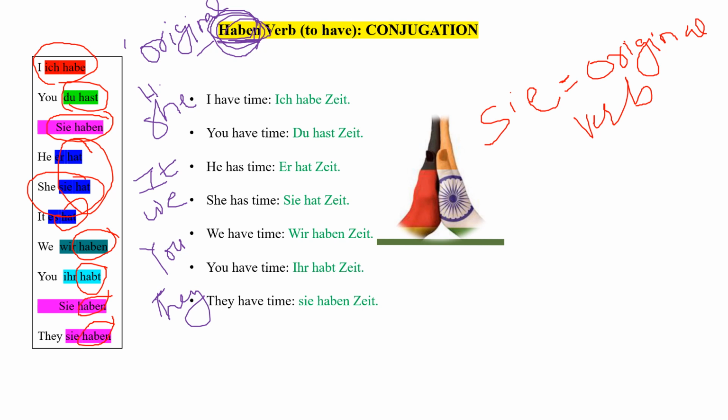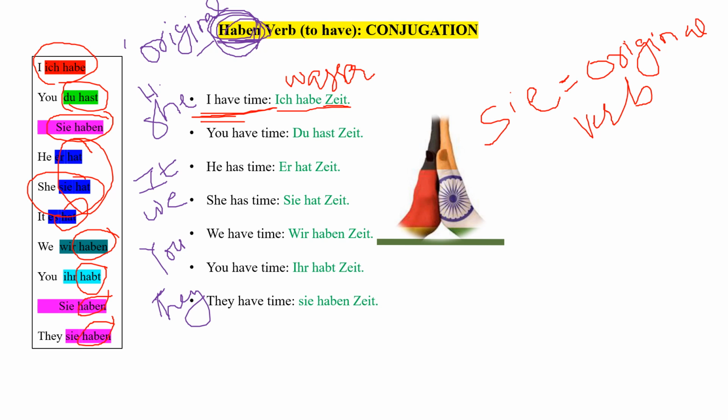Now we have a couple of examples. We will check it. Okay. The sentence is: I have time. I have time. मेरे पास वक्त है. I have time. Ich habe Zeit. Now, if I ask you, I have water, what will you say? Ich habe Wasser. Now you will feel happy. You have started making sentences.